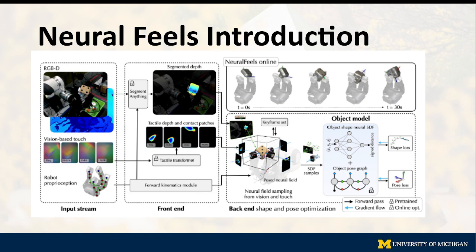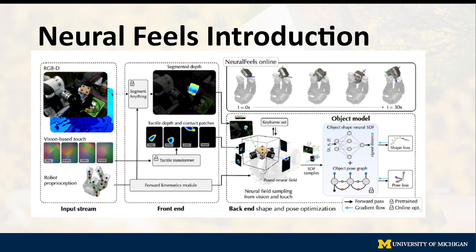So I will first introduce the background of Neural Feels. We will use two sets of sensors. The first one is the RGBD camera, which is set globally, and the second set is the vision-based touch sensors, which are implemented on each finger of the robotic arm. The first RGBD camera data will be sent to Segment Anything, and the depth information will be extracted from that.